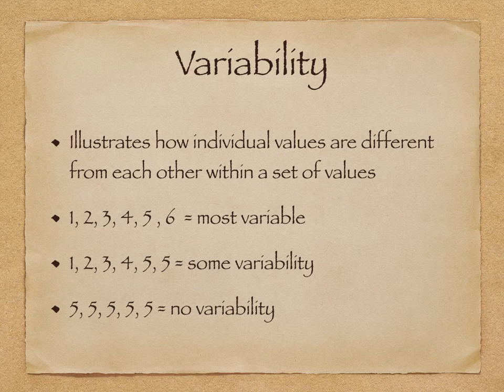This data set has some variability. The reason it is not most variable is because numbers are repeated, such as 5 and 5. The third data set, 5, 5, 5, 5, 5, has no variability because there are no different numbers. Variability shows that there's a difference in the values.